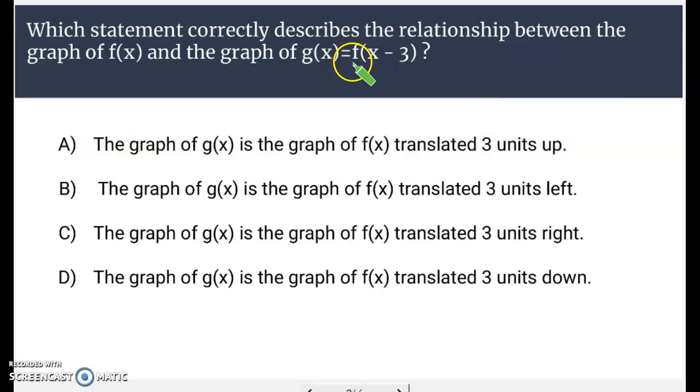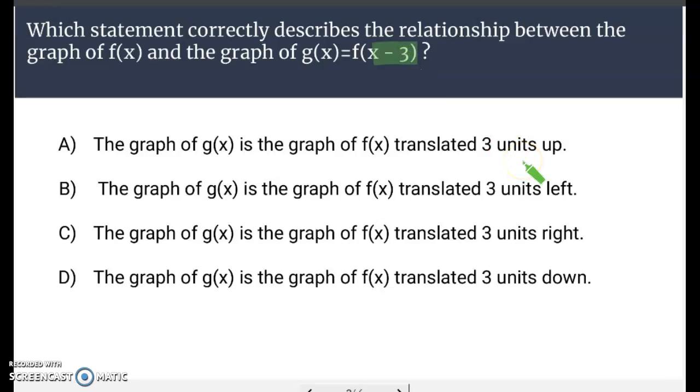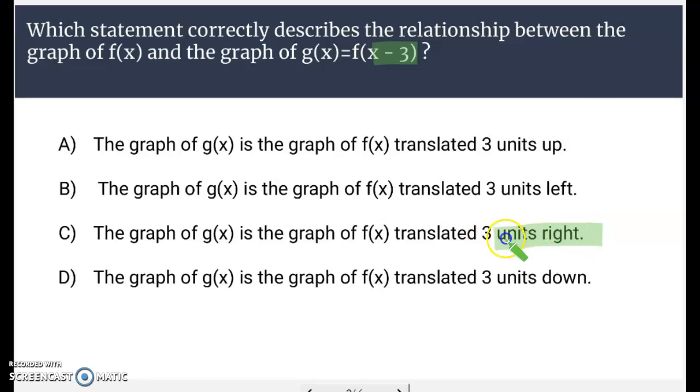All right, now look where they put it. They said same problem, except graph of f of x and the graph of g of x is f of x minus 3. It's inside the function. We're shifting it left and right if we're inside, and now that counterintuitive part. We go minus 3, we're shifting horizontally. Is it left? Is it right? Minus 3, you might assume shifting to the left because of the negative 3, but no, it's the opposite. We're actually shifting to the right 3 units. Letter C here translates or shifts this function to the right 3 units.